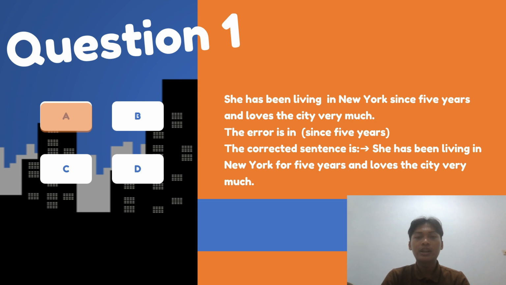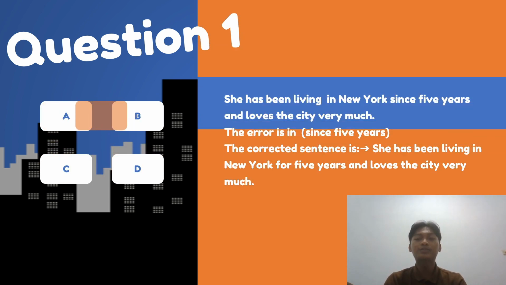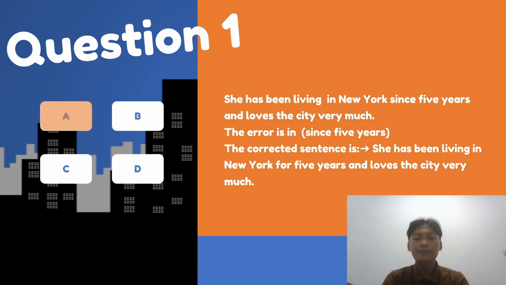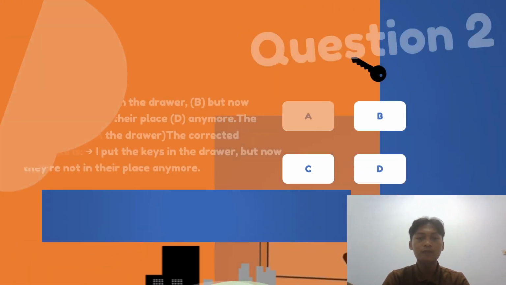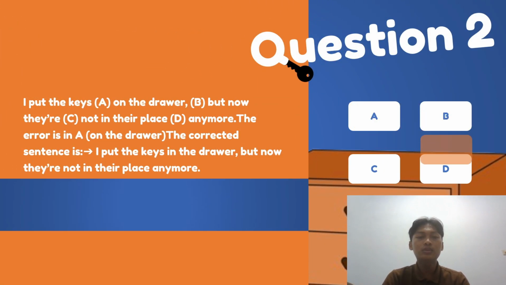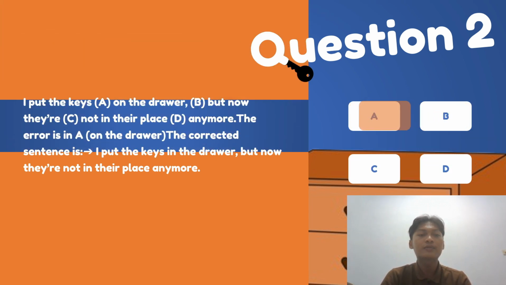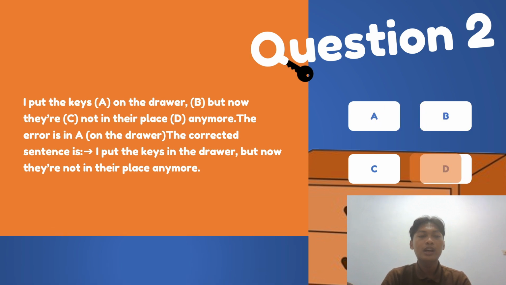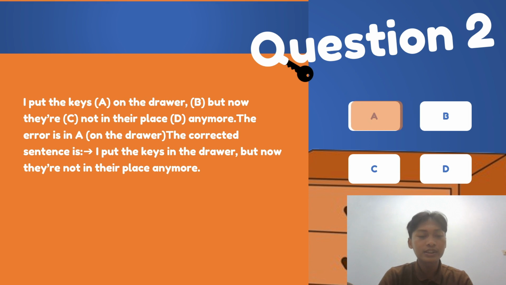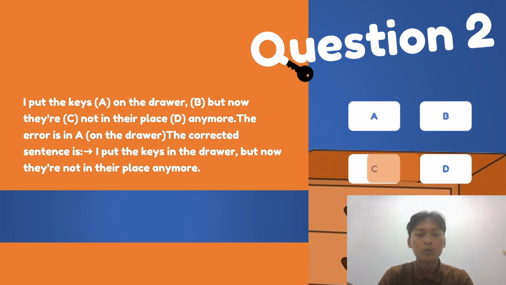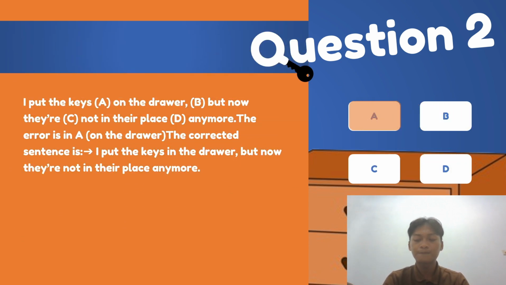The error is in since 5 years. The correct sentence is she has been living in New York for 5 years and loves the city very much. Next. Question 2. I put the key on the drawer, but now they are not in their place anymore. The error is in on the drawer. The correct sentence is I put the key in the drawer, but now they are not in their place anymore.